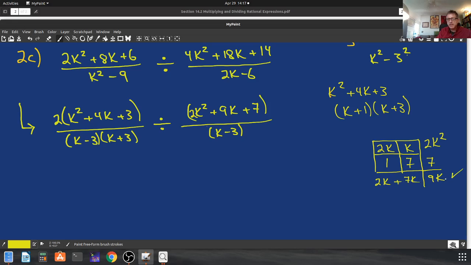So 2k plus 7k is 9k. 1 times 7 is 7. 2k times k is 2k squared. So this factors into 2k plus 7, k plus 1. So now I am going to write it down. And on the next step, I'm just going to note that 2k squared plus 9k plus 7 is equal to 2k plus 7, k plus 1. And I'm just going to write it.